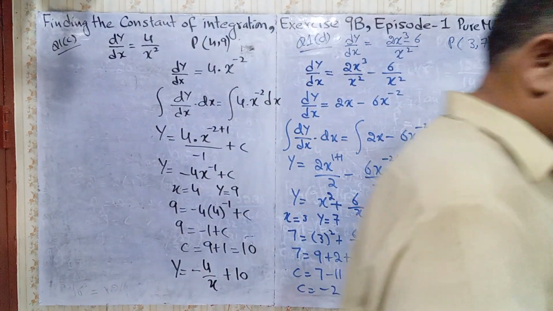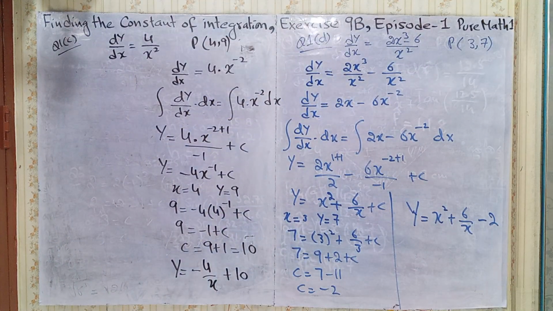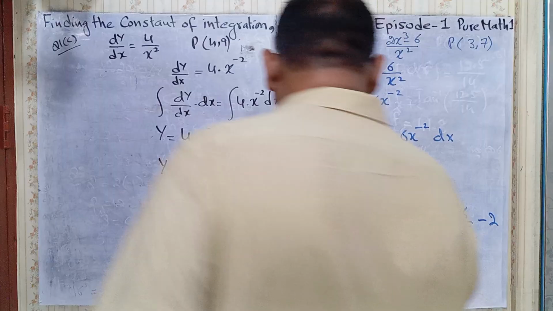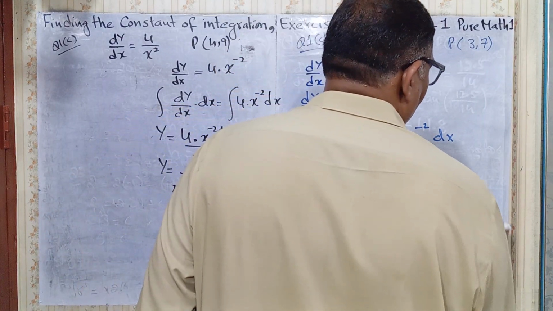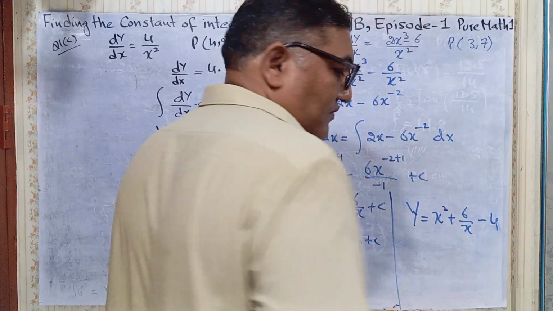So I think this is the answer, sir. Let's check. It says x square plus 6 divided by x minus, he said minus 4. Oh yeah, sorry. I think something is wrong. Minus 4, sorry. This is minus 4, okay?